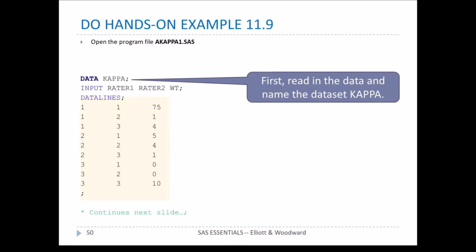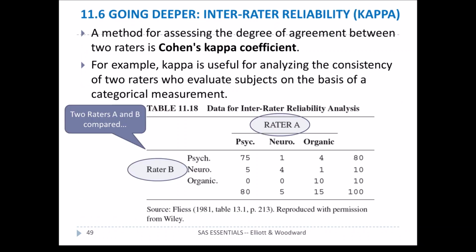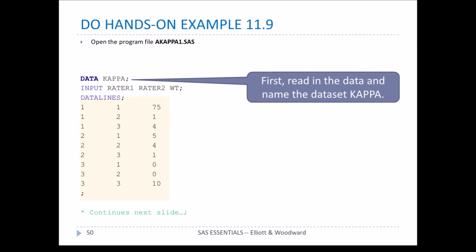All right, so let's read in this data called Kappa, and here we have rater 1, rater 2, and the weight of how many people they put into each category. So for rater 1, in cell 1-1 is a 75, in cell 1-2 is a 1, in cell 1-3 is a 4. That's 75, 1, 4. Again, we can go back to the data and see where that 75, 1, 4 came from. And same thing for the same raters for all cells in this analysis.